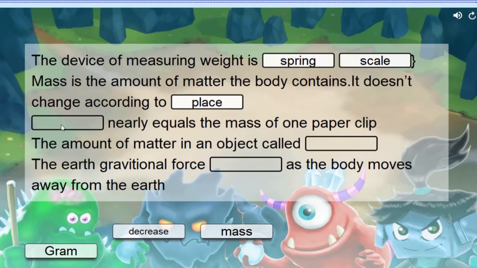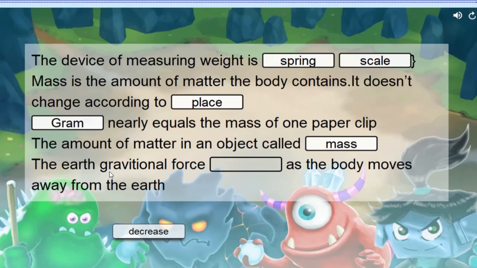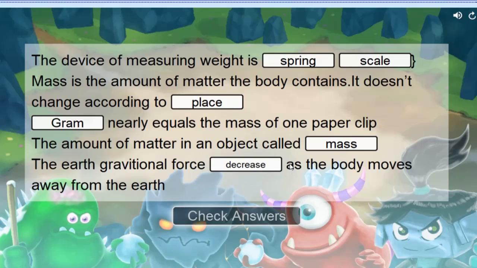Question number 3. One gram nearly equals the mass of one paper clip. The amount of matter in an object is called mass. The last question. The Earth's gravitational force decreases as the body moves away from the Earth.